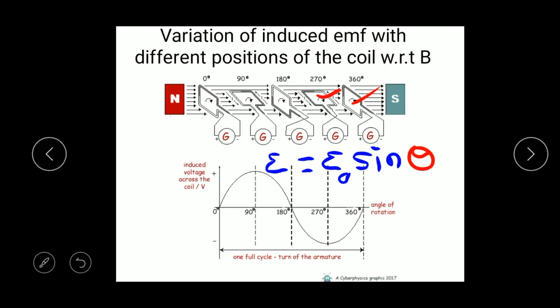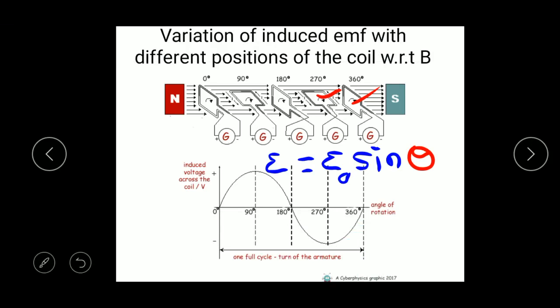induced current. When the coil is rotated from its position at right angles to the magnetic field through 180 degrees, the induced EMF and the induced current increase from 0 to maximum and then decrease from maximum to 0 in the same direction. And when the coil is further rotated through the next 180 degrees, the induced EMF and induced current increase from 0 to maximum and decrease from maximum to 0 in the opposite direction.